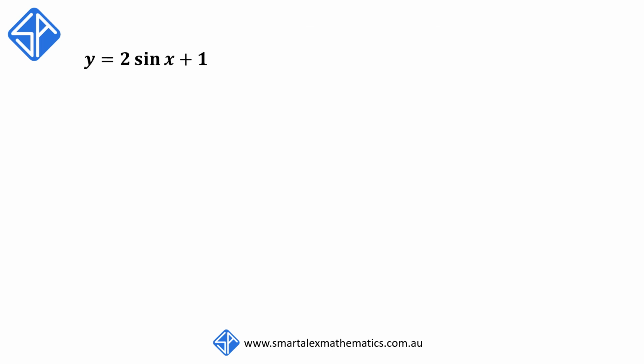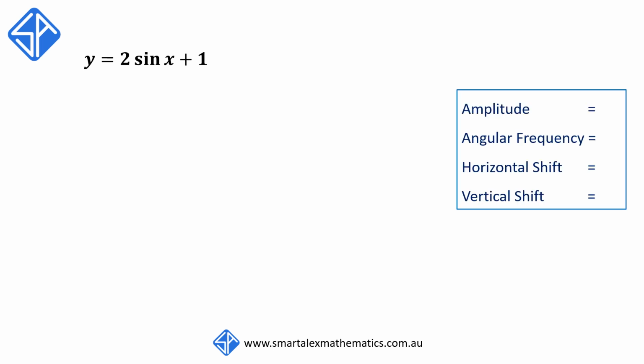We're now going to work through some examples on how to graph trigonometric functions by using information from the equation. Our first example is y equals 2 sin x plus 1. From this equation, we can extract information such as the amplitude, angular frequency, horizontal shift, and vertical shift. The amplitude is given by the number 2, which is the number in front of sin x. The angular frequency is the coefficient of x, which in this case is just 1. In this example, we don't have a horizontal shift, but we do have a vertical shift of +1, which means that the whole graph will move up by 1 unit.